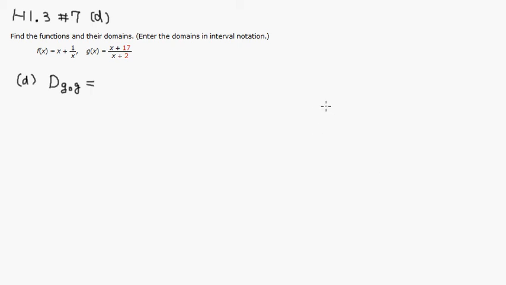Okay, I'll go over homework 1.3, number 7, part D. Just the domain part. So as we can see, since x equals -2 will make the denominator equal to 0, we know that the domain of g is all real numbers except for -2. So here, -infinity to -2, it skips -2, then goes all the way to +infinity.